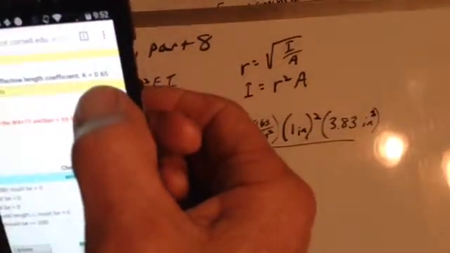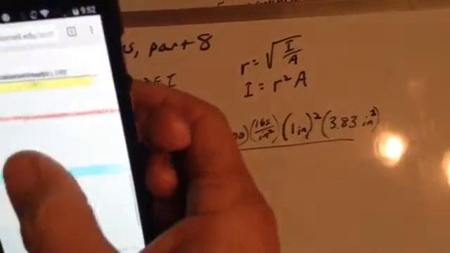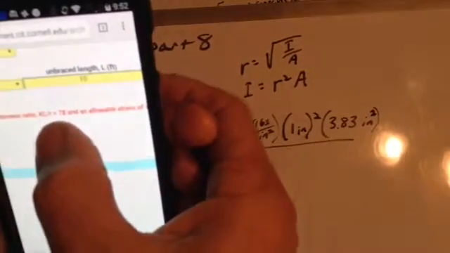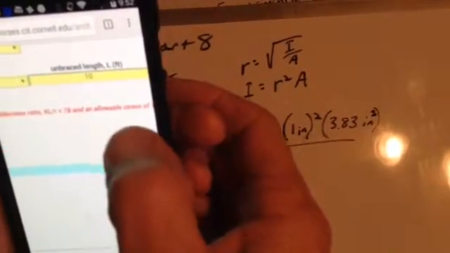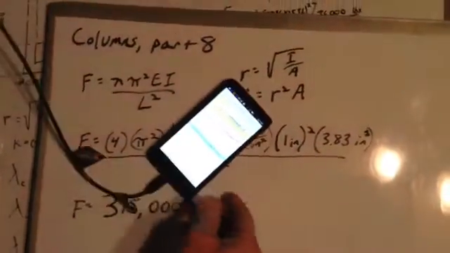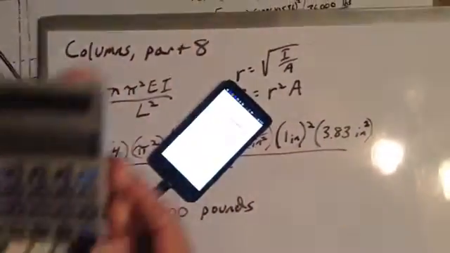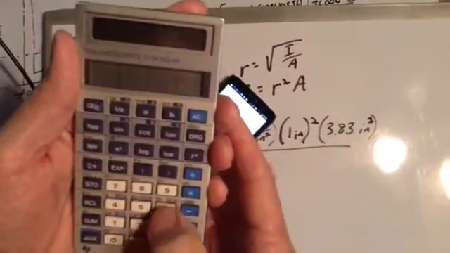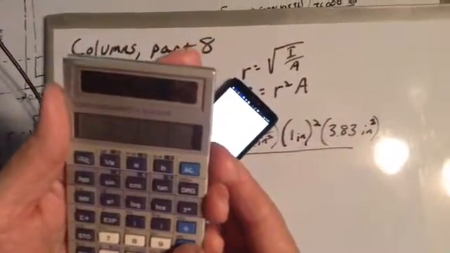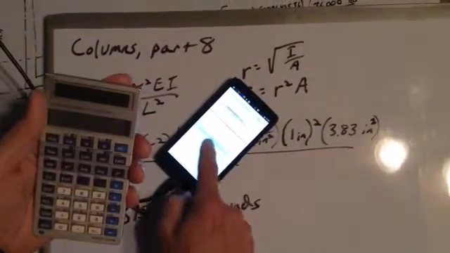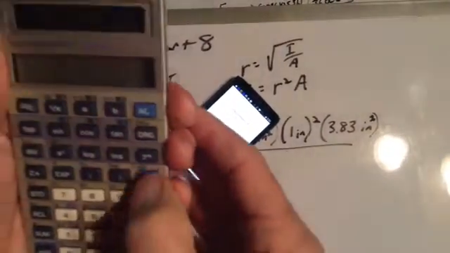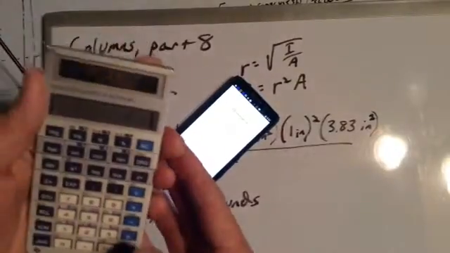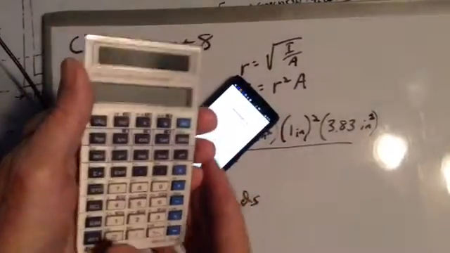K is 0.65 in this case, times L, which was 10 feet, which is 120 inches, divided by R, which was 1 inch, and you should get 78. I guess I haven't done it yet. This is a fine time to be checking out something like this, isn't it? 0.65 times, what was that, KL/R. L was 120 inches, divided by 1, equals, yep, 78. Just like they said, the slenderness ratio is 78.